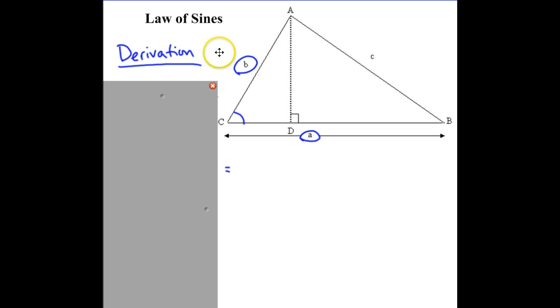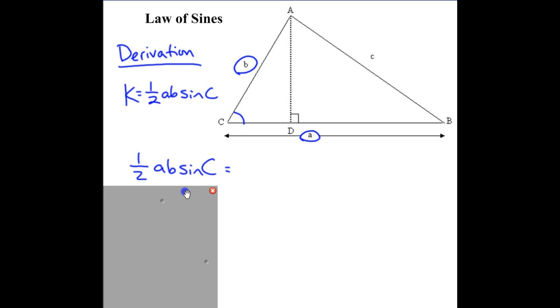Remember, you just learned the area of an oblique triangle, so I'm looking at the overall area of this triangle ABC, and the area equation would be 1/2 AB times the sine of C. Two sides and the included angle. We have that information. So I'm going to write down 1/2 AB sine C.